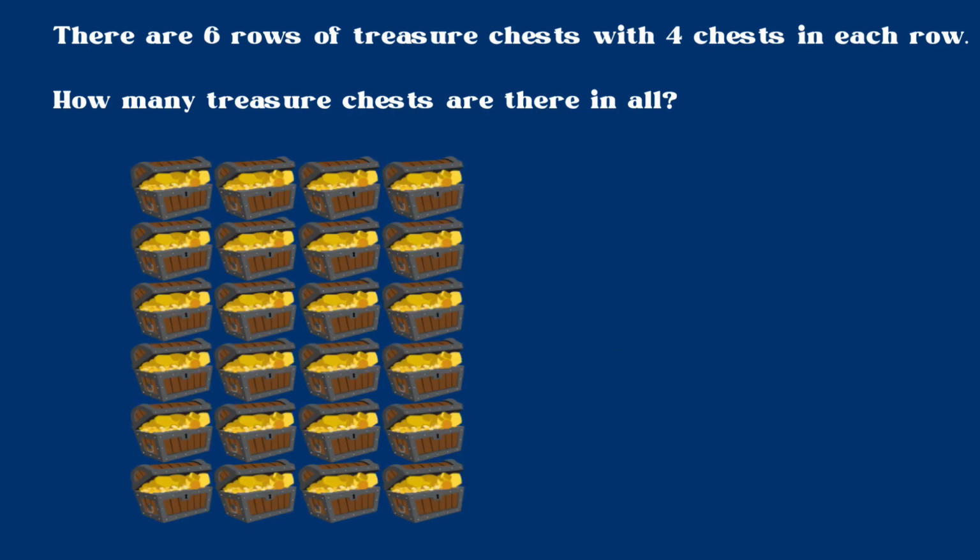In this array, we have 6 rows of treasure chests with 4 chests in each row. How many treasure chests are there in all? Count the number of treasure chests. 6 times 4 equals 24.